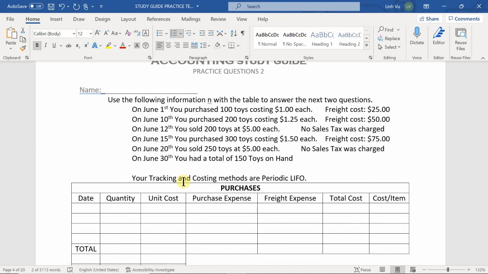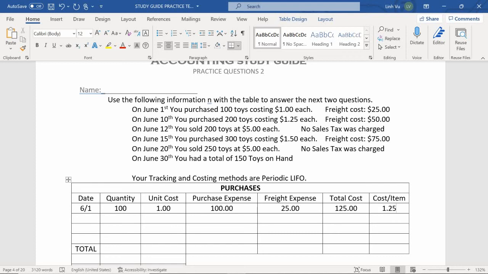So here is a scenario. Your tracking method and costing method is periodic LIFO. Let's go over the scenario. Your tracking method is periodic. On June 1st, you made a purchase of 100 toys at $1 each. Freight cost $25. So that's 125, and it is $1.25 each. Good, that's right.